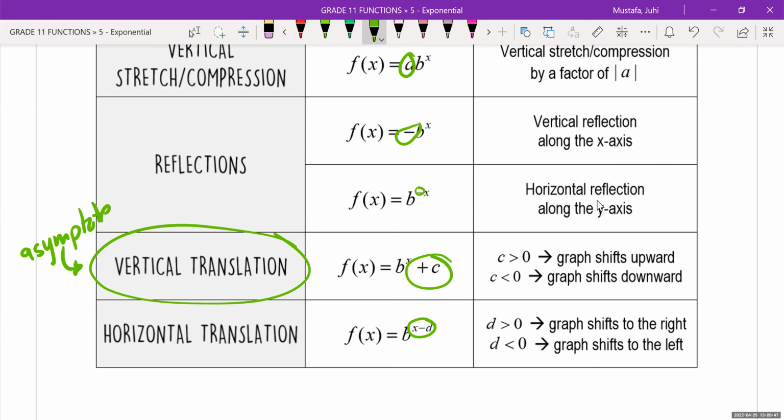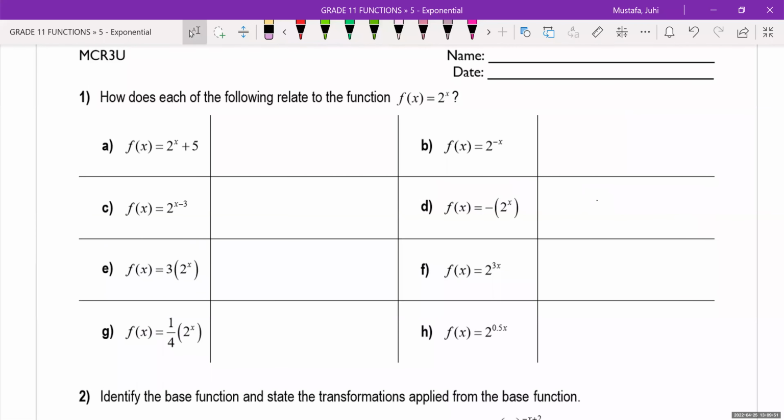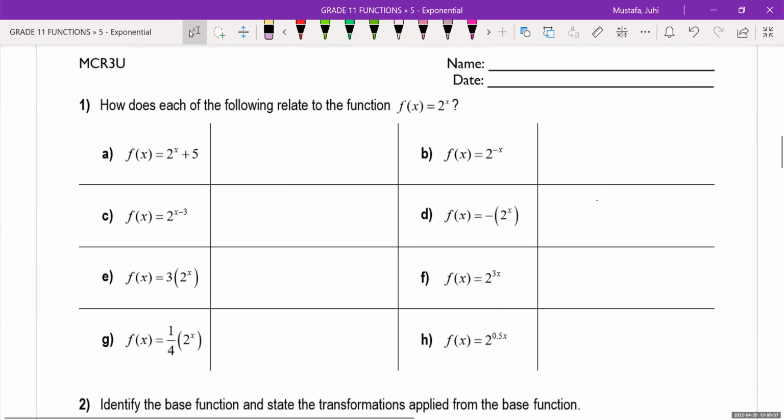Okay, so let's practice identifying this information in this chart over here. We'll do all of them together. I think I just want to do questions 1 and 2 today, and then we'll probably stop there. And we'll continue the rest of it tomorrow.